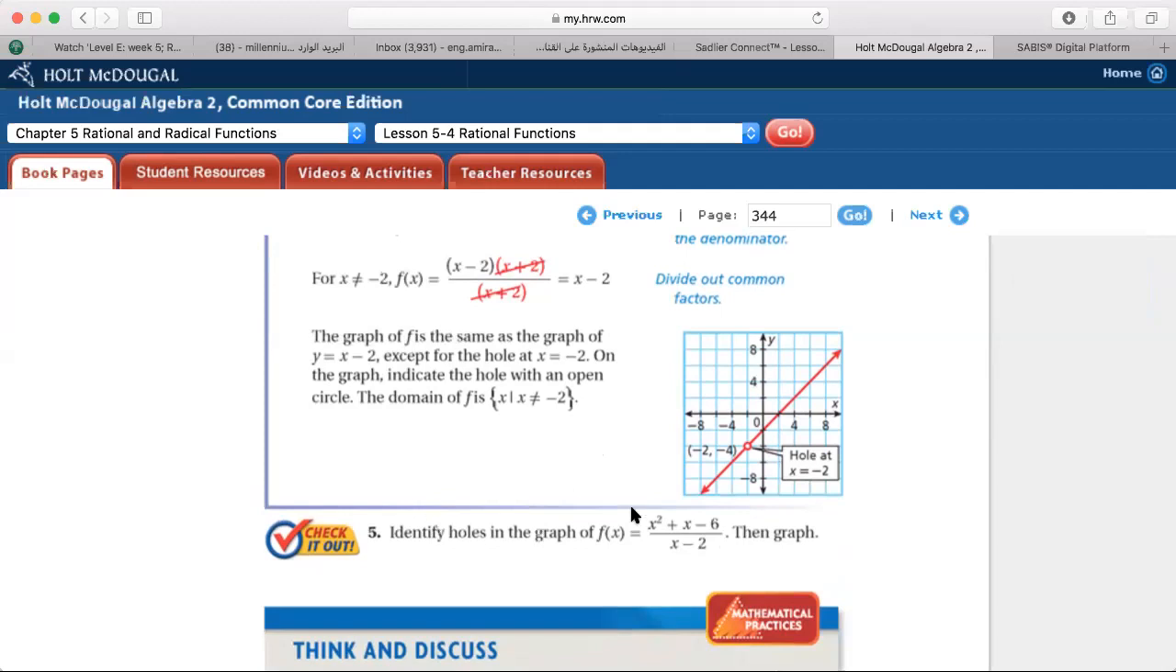If we're going fast to answer number 5, identify the hole. So the hole comes if I have the same term in the numerator and the denominator together. So if I'm going to do this, let's factor here. And if I factor here, what are the two factors? When I multiply them, they will give me negative 6, and when I add them, they will give me positive 1.